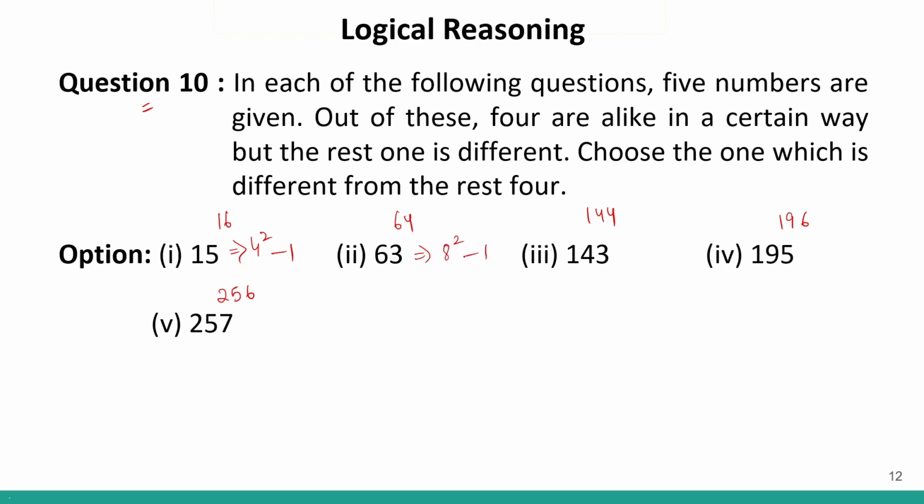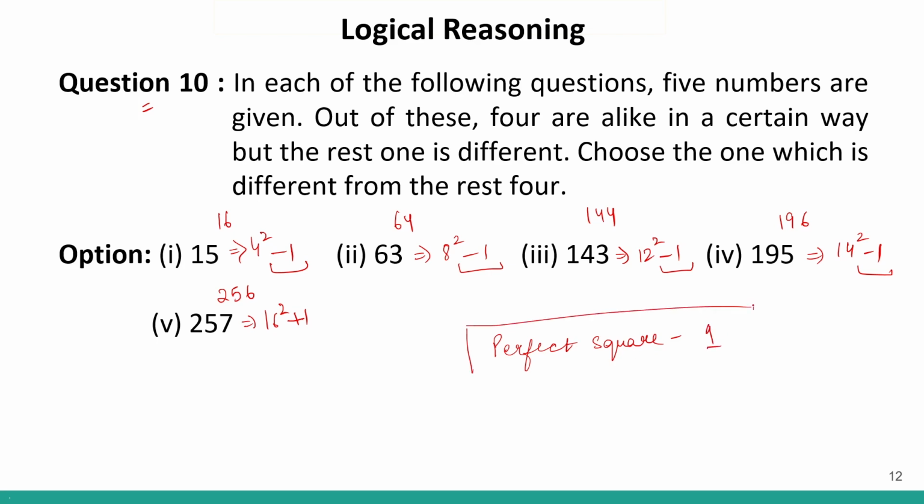minus 1. Correct? Over here we have done 12 square minus 1. And over here we have done 14 square minus 1. Correct? But over here, which square is 256? 256 is 16 square. So we have added 1. So in all the options, we subtracted 1 from a perfect square. So the logic was perfect square minus 1. This was the logic. But only in this option, we have added 1. Therefore, option number 5 will be the odd one out. Clear?